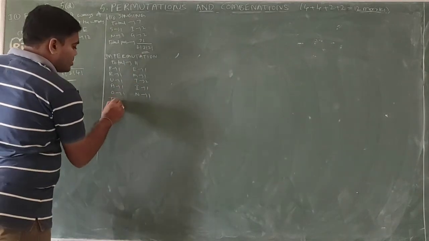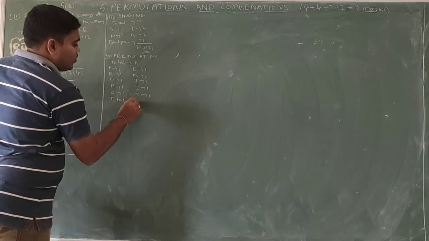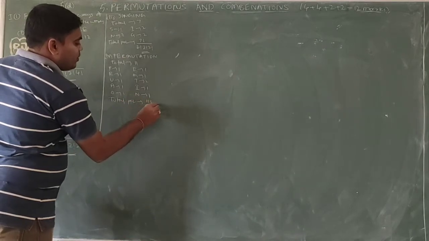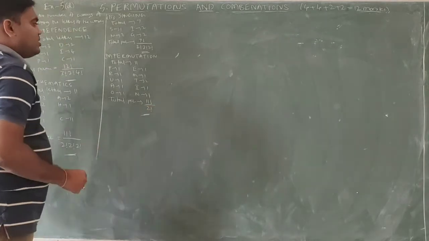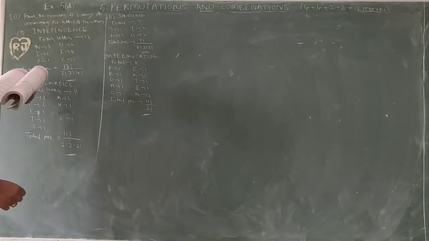So total permutations equal to how many? 11 factorial by, T is repeated 2 times, 2 factorial. That's it. Next, fifth question.